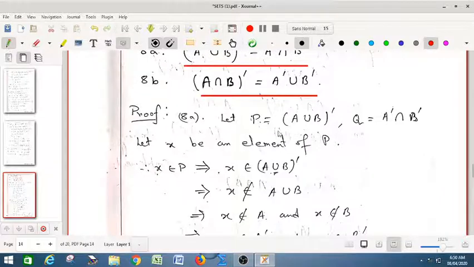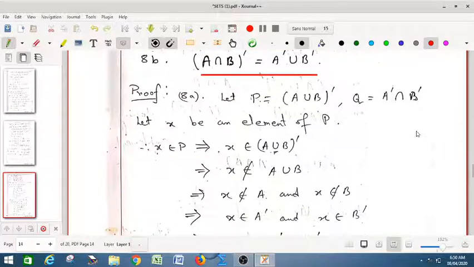Let P be equal to A union B whole complement, and Q be equal to A complement intersection B complement. Let X be an element of P. X belongs to P implies X belongs to A union B whole complement. So if it is in the complementary part, then from the definition of complement, it does not belong to the set, so it does not belong to A union B. So X does not belong to the union means X does not belong to A and X does not belong to B, because if it were in A or B, then it must be in A union B.